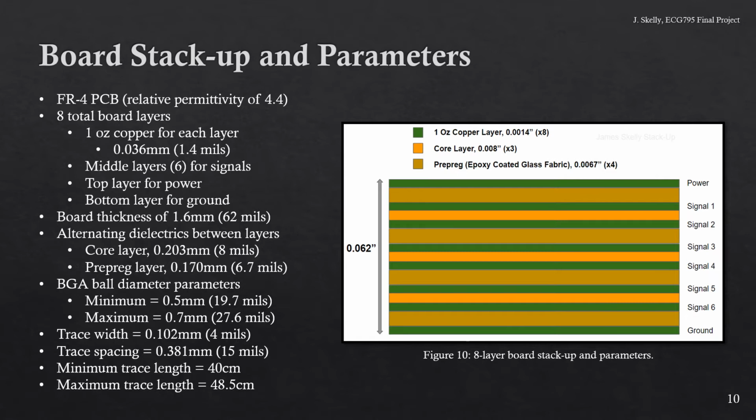Trace width for optimal routing out of the BGA package was chosen to be 4 mils, and trace spacing chosen to be 15 mils. The shortest signal trace on the PCB is 40 centimeters long, while the longest is 48.5 centimeters long.